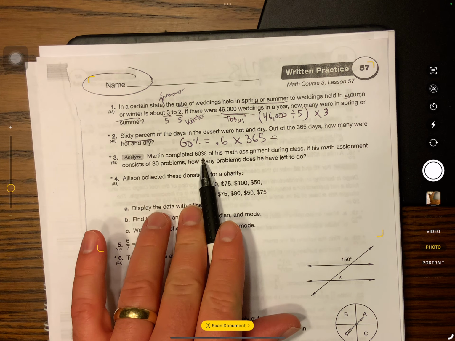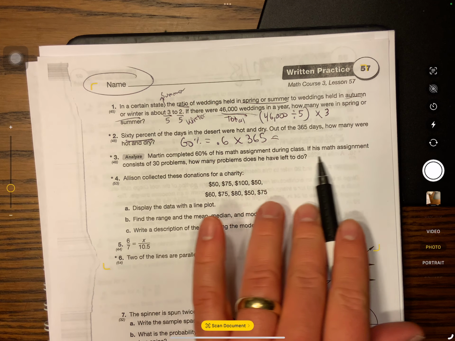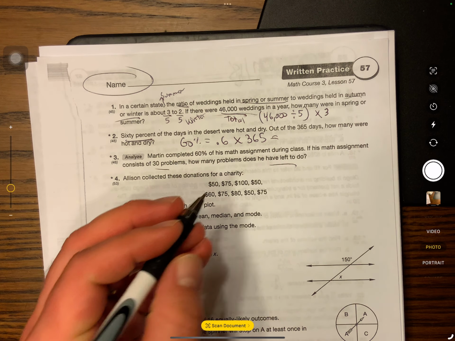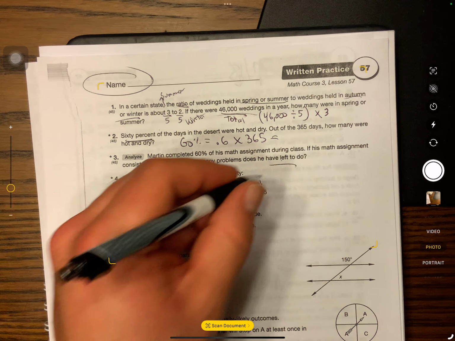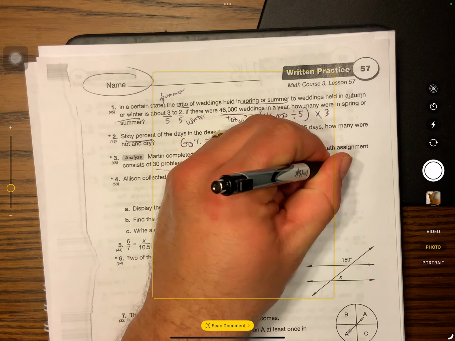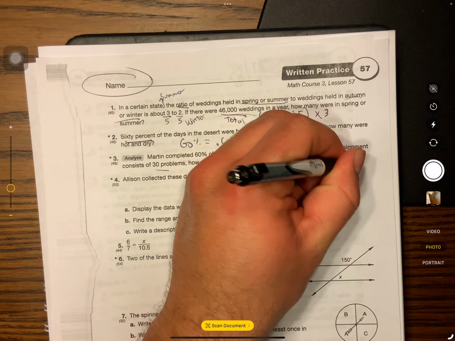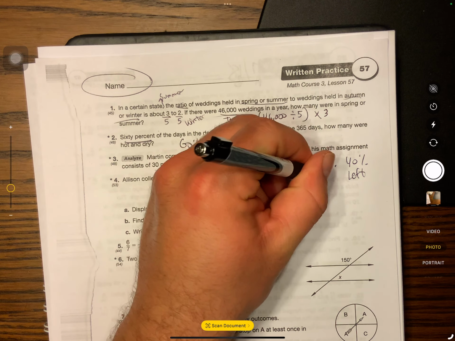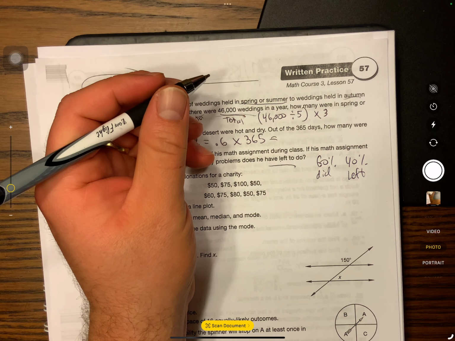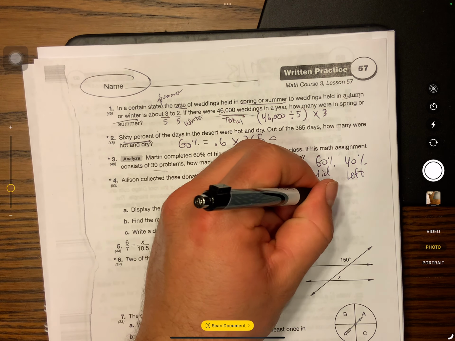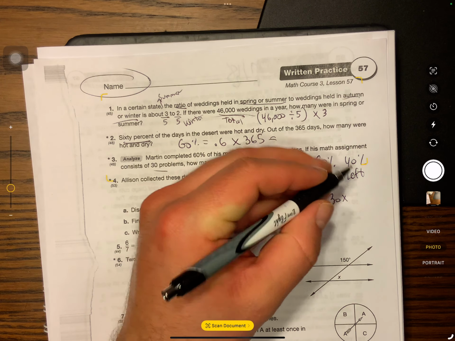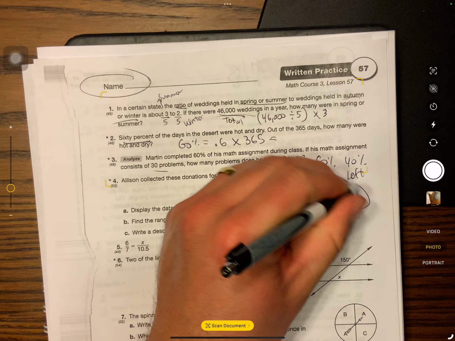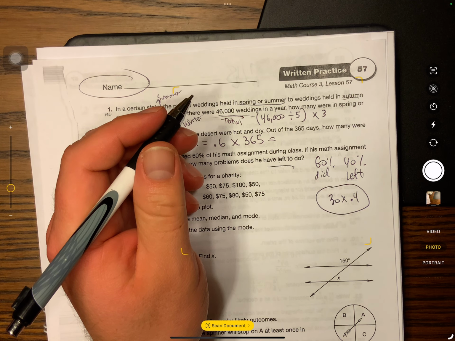Martin completed 60% of his math assignment during class. If his math assignment consists of 30 problems, how many problems did he have left? Okay, left. So if you do 60%, how much do you have left? You have 40% left. This is what you did. This is what you have left. So out of 30 problems, you're going to multiply by 40%. How do you write 40% as a decimal? Like this. Okay. Do that in your calculator.